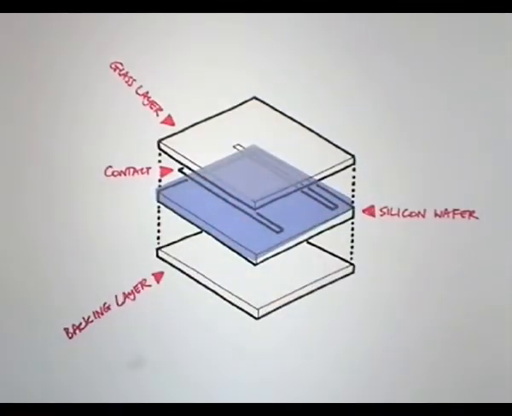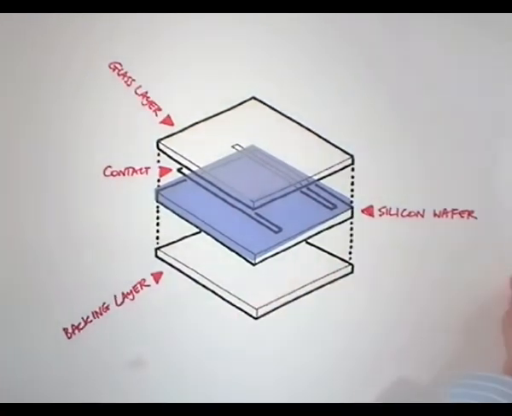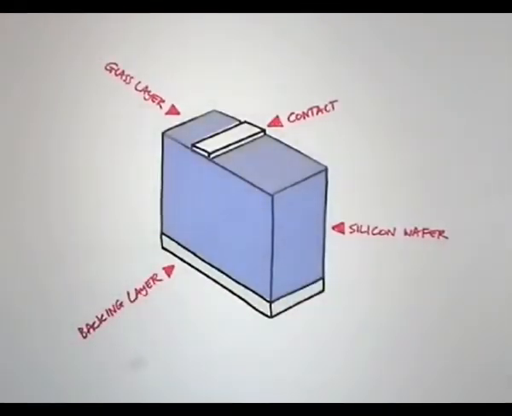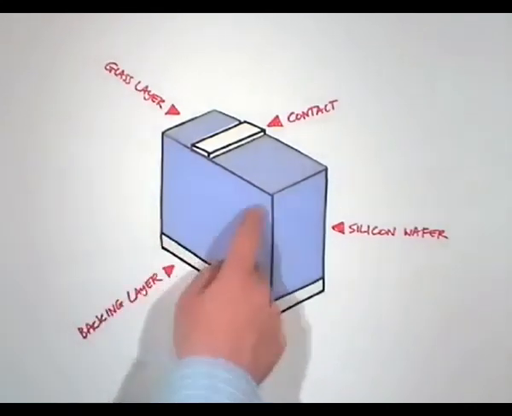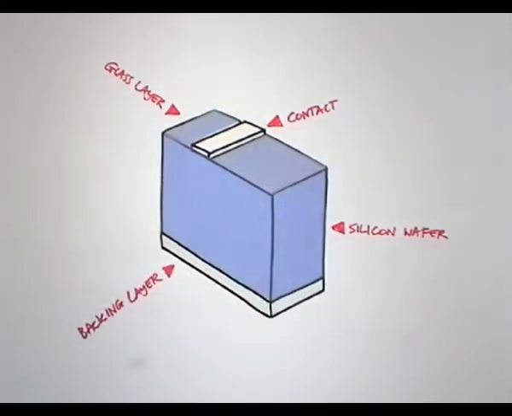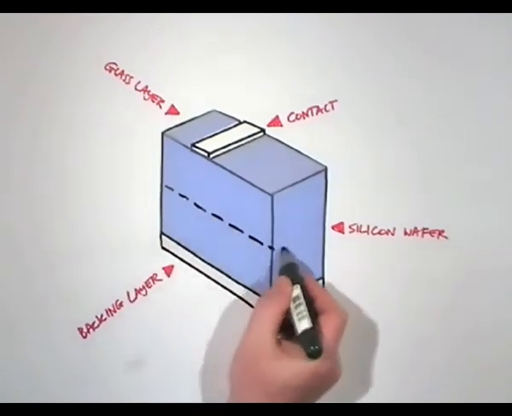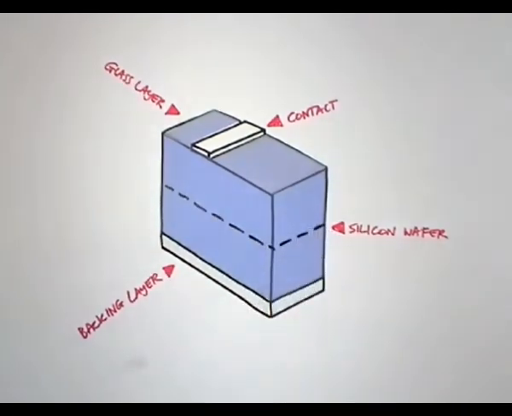Most PV cells are silicon-based. Silicon is chosen for its semiconducting potential and easy availability. The silicon wafer is very, very thin. Here's a close-up. Each side of the wafer has been treated differently. These treatments affect the behavior of the electrons in the silicon atoms, creating an electrical field at the internal interface.